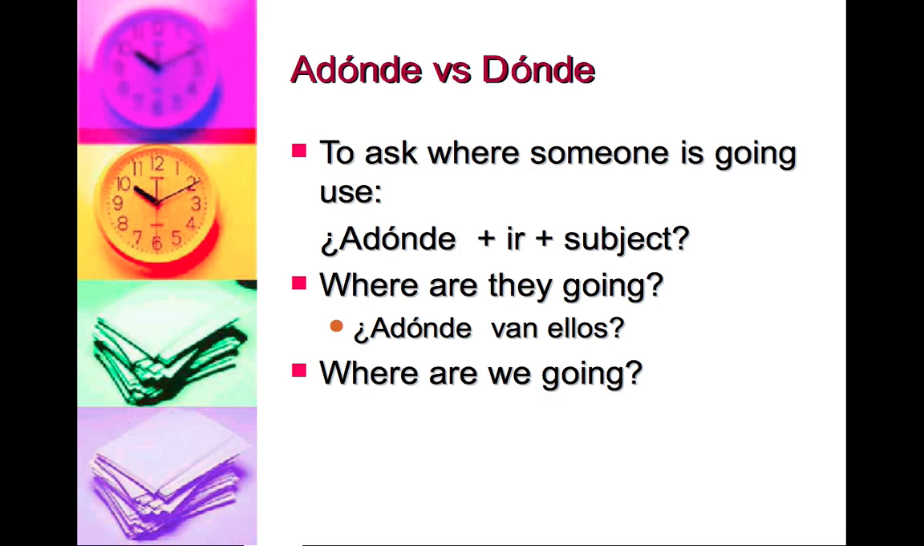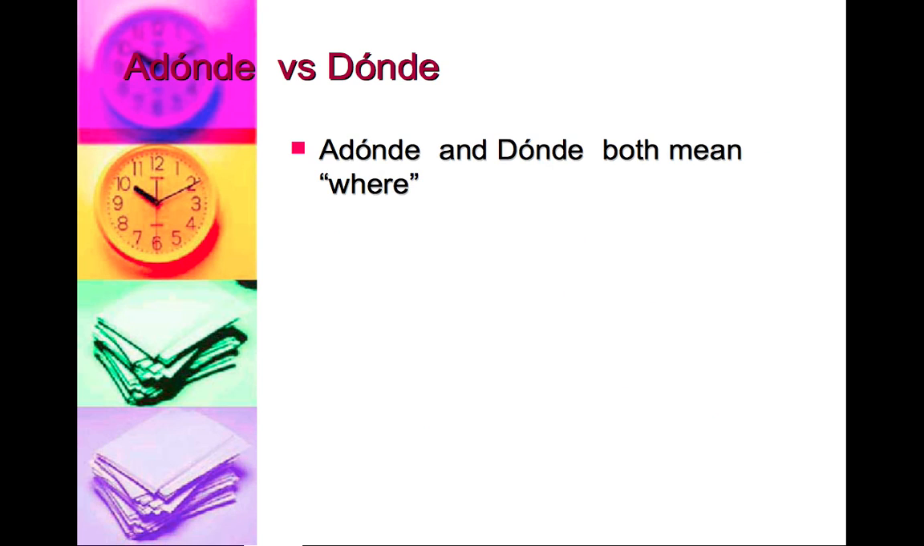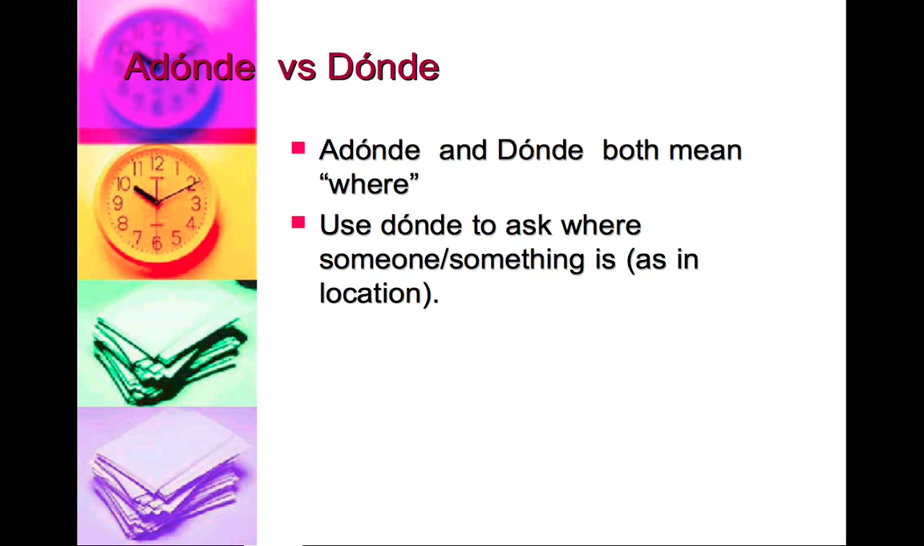Where are we going? Another example. So question word adónde. Then what's the we go form of ir? Well, vamos, and then you say nosotros. ¿Adónde vamos nosotros? Or you could just say ¿Adónde vamos? Because we know that nosotros is married to vamos. All right, está bien? Everything's good? See?